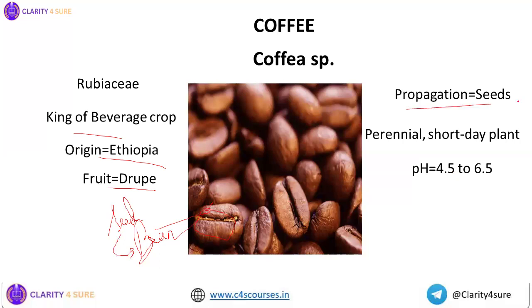Next, propagation is by seeds, and coffee is a perennial plant. It's a short day plant. Okay, pH is again 4.5 to 6.5. So coffee also prefers a slightly acidic pH range, right? But tea, if you see, is more acidic, as it can tolerate more acidic soil as compared to coffee. Okay, right.